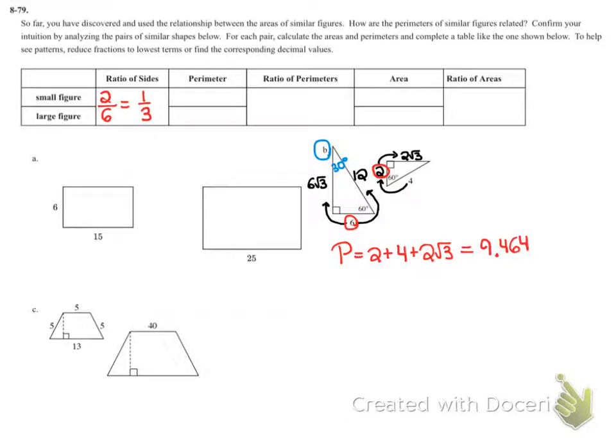Now I'm going to go and calculate the perimeter of the larger figure. So for perimeter of the larger figure, I'm going to do 6 plus 12 plus 6 root 3. And when I calculate that out, I get that that perimeter is approximately 28.392. Okay, so now I've got the perimeter of the smaller one and the perimeter of the larger one.